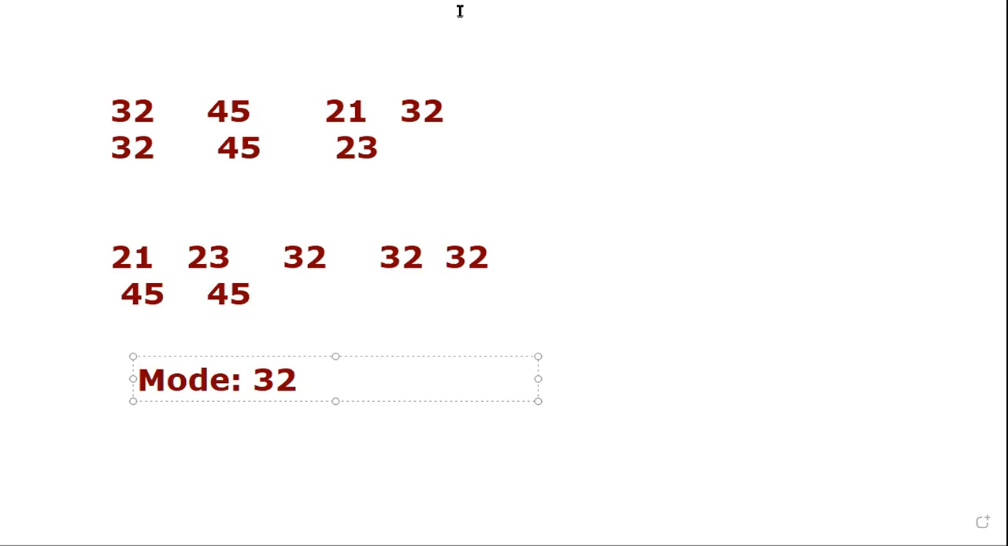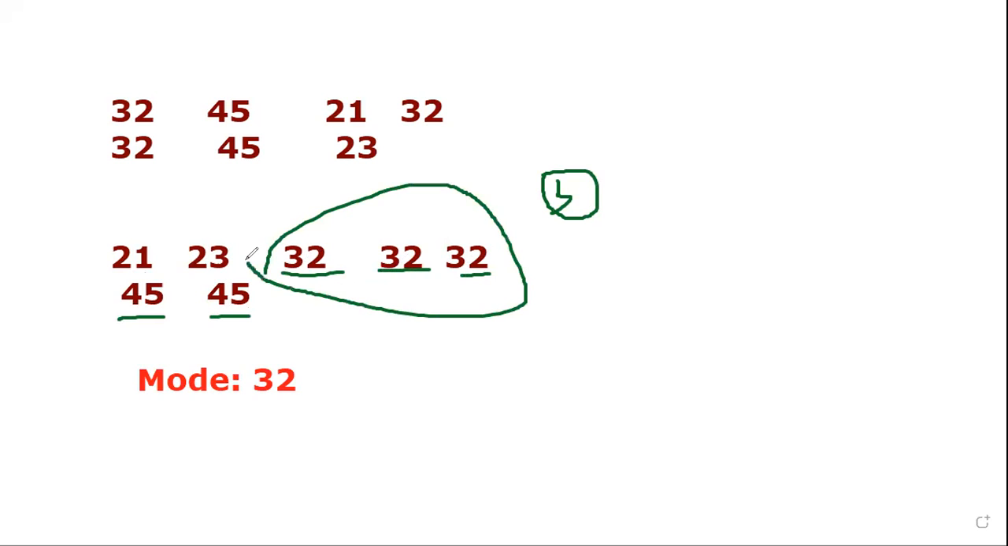Why did we not get 45? We have 32 written three times. We are not allowed to take 45 even though it's written repeatedly, because it is only two times. But 32 has been written three times. 45 has been written only two times. So therefore, the most is 32. Is that clear? I hope you understand what is mode. Now let's move on.